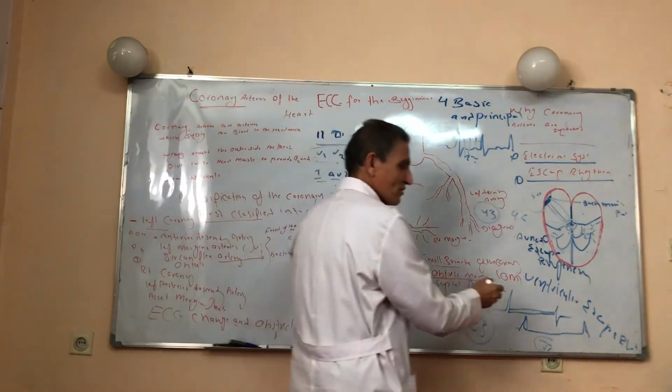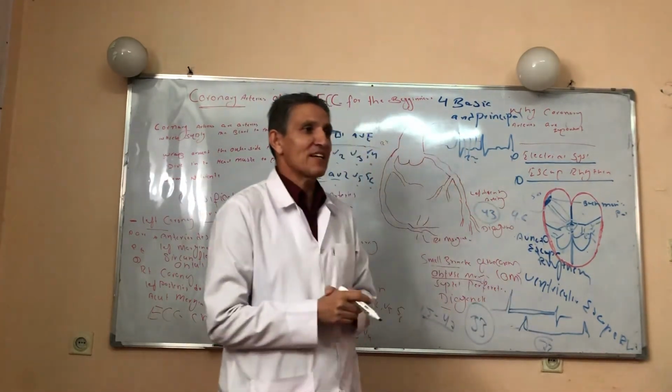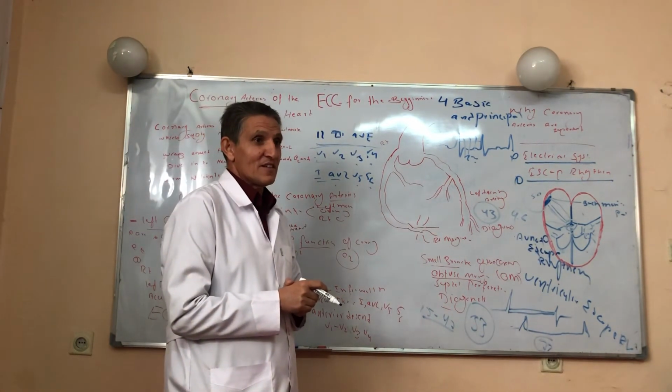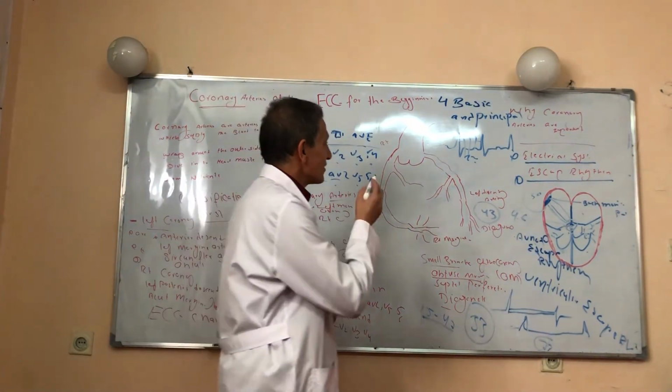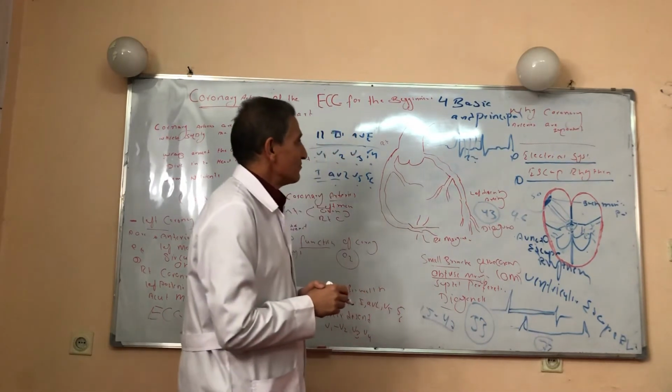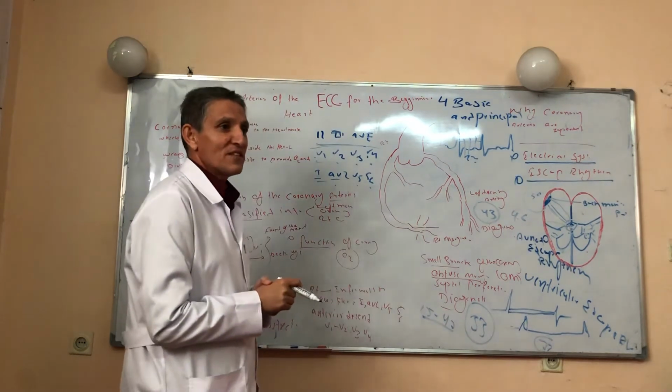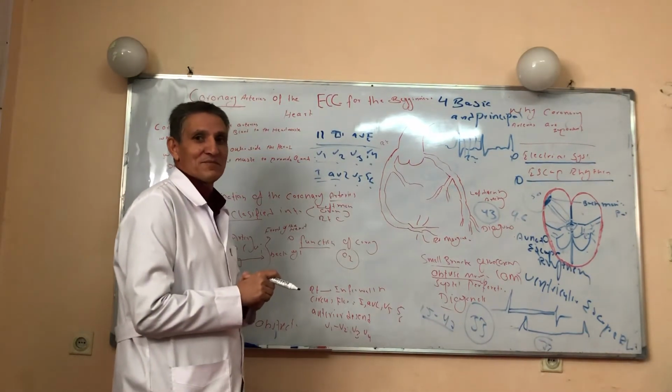This escape rhythm is explained under the topic of bradyarrhythmia, less than 60. Now this was about the differentiation between the escape rhythm, the AV nodal escape rhythm and then the ventricular escape rhythm.